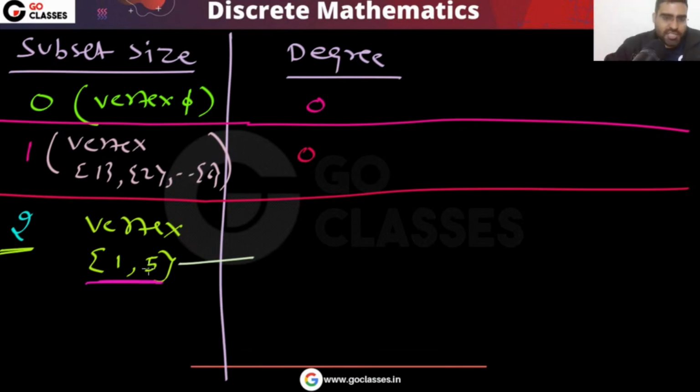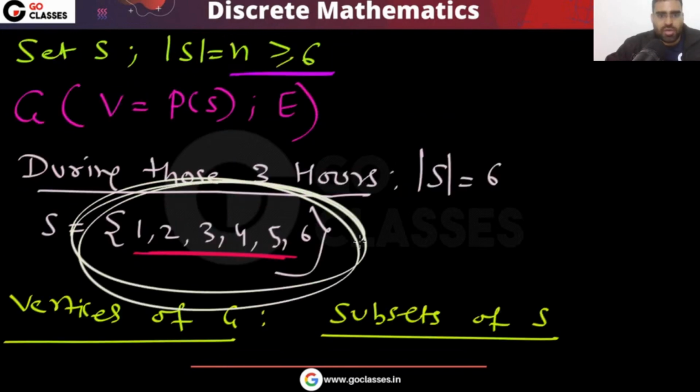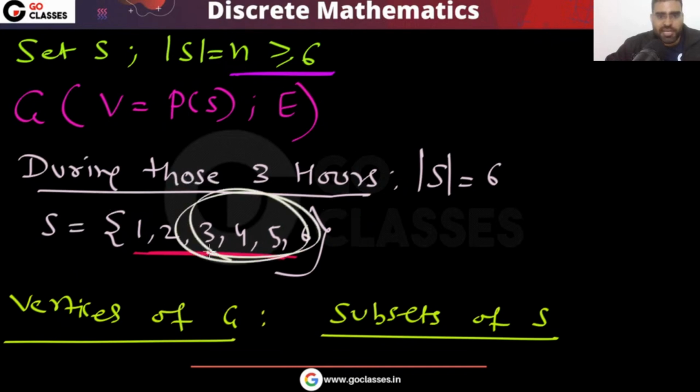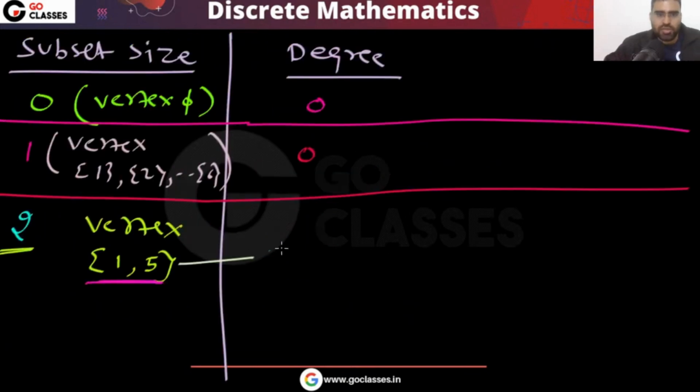How many supersets are there for this 1,5? These are the elements 1 to 6. The remaining elements have two choices, whether you take them or you don't take them. Four elements are there, and each has two choices. So there will be 2 power 4. The degree will be 2 power 4.